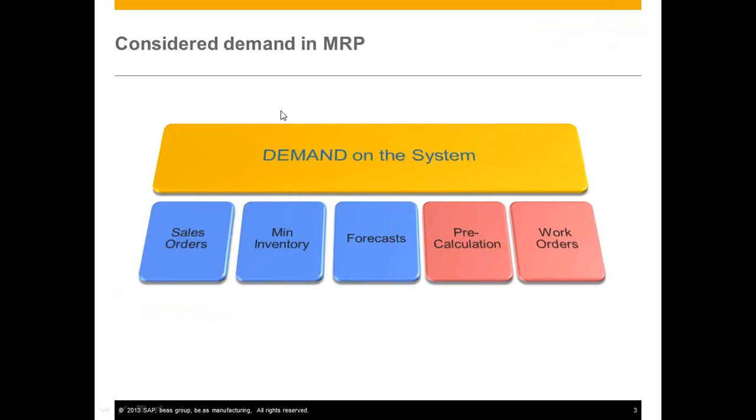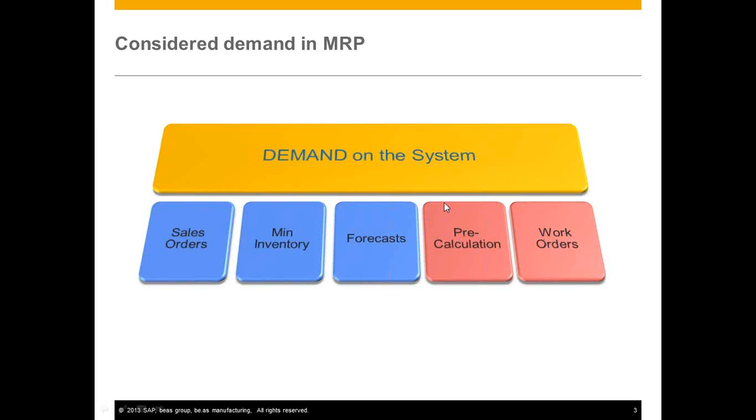So starting with what is the demand considered by the MRP, we can see here in a blue color some of the documents we know from Business One, like sales orders or minimum inventory level, which is not, of course, a document, but it is a condition of the items, and of course the forecast in Business One. Those values are coming from Business One and of course are considered by the MRP.